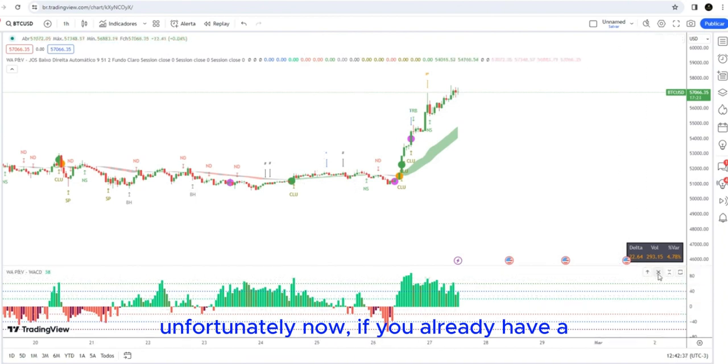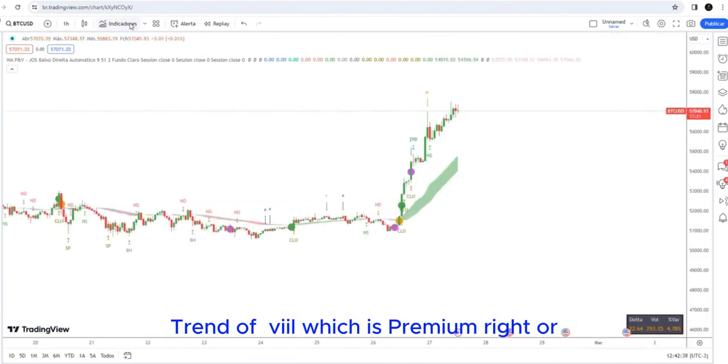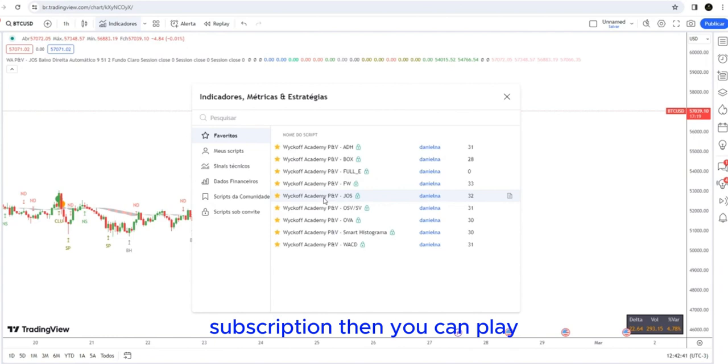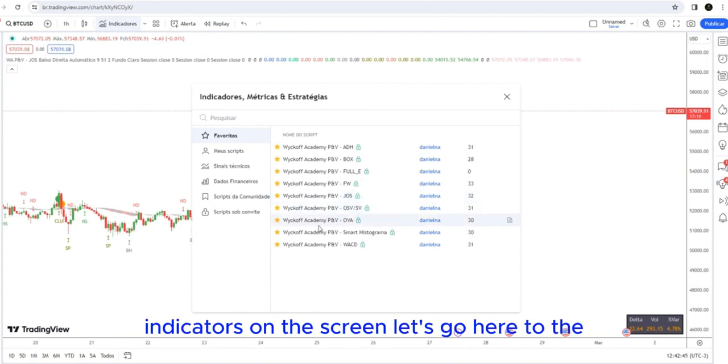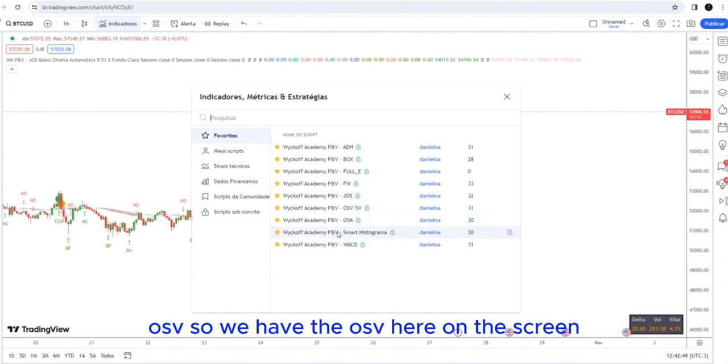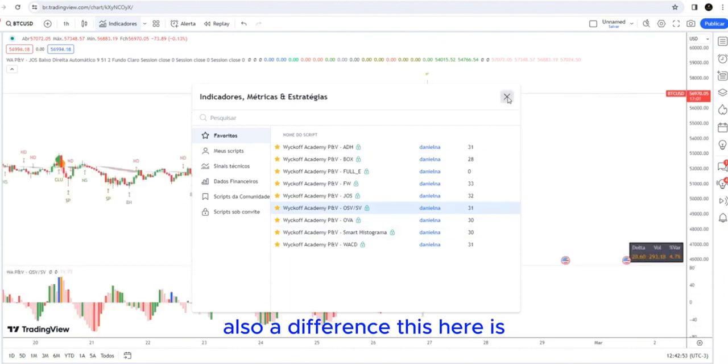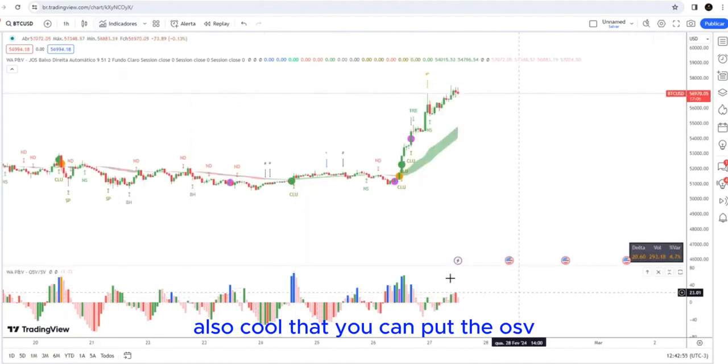Unfortunately now, if you already have a TradingView premium subscription, then you can put all the indicators on the screen. Let's go here to the OV. So we have the OV here on the screen. Also a difference, this here is also cool, that you can put the OV.